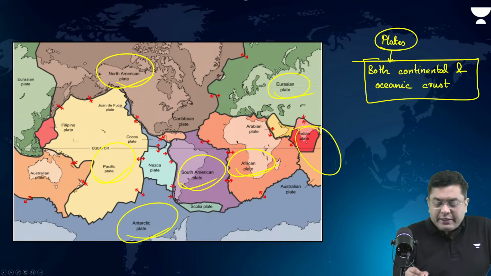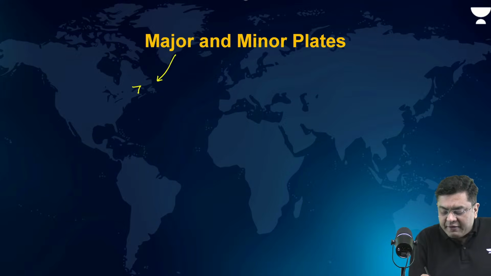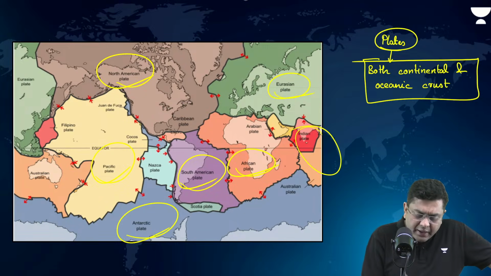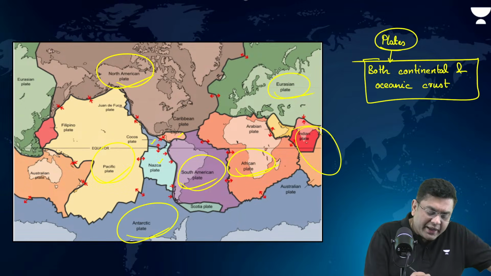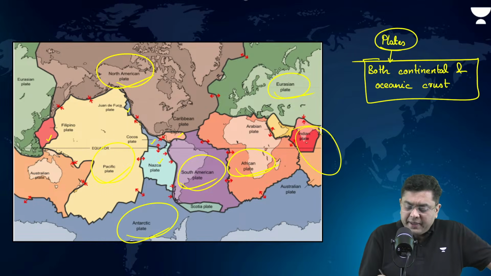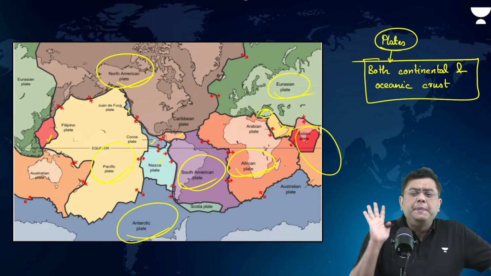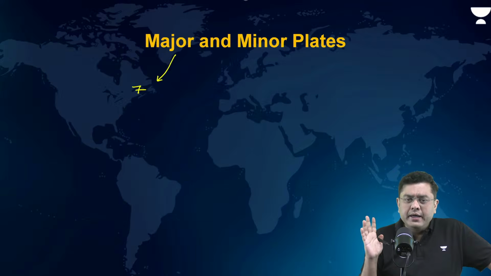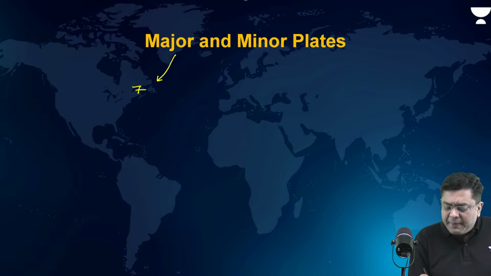So based upon that, you had the classification into seven major plates and multiple minor plates. Which are the minor plates? Caribbean plate, Nazca plate, Cocos plate, Juan de Fuca plate, Philippine Sea plate, Arabian plate, Anatolian plate. Multiple small plates also exist, Scotia plate, and so on. Okay. So here, which were the major plates? You had seven of the major plates, right?